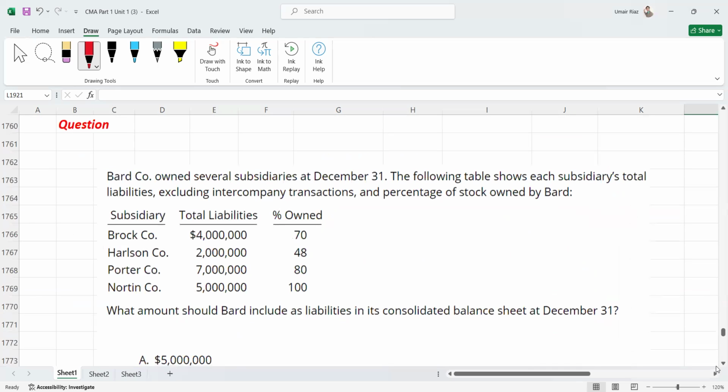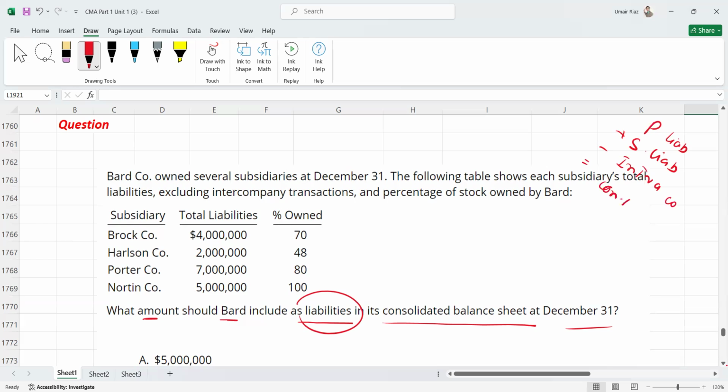Now we have another question. They're saying, let's read the requirement. What amount should be included as liabilities in the consolidated balance sheet at December 31st? Again, you have to calculate consolidated liabilities. So again, what is the rule? We'll take parent's liabilities plus subsidiaries' liabilities minus intra-company transactions equals consolidated liabilities. Okay, guys, so here we go. Now let's read the question.